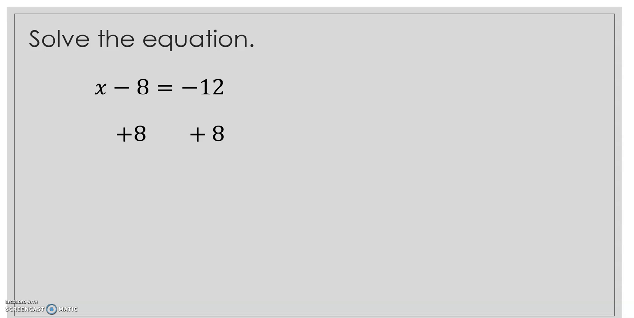-8 plus 8 is 0. On the left side, we just have x. On the right side, we have -12 plus 8. -12 plus 8 equals -4. x equals -4.